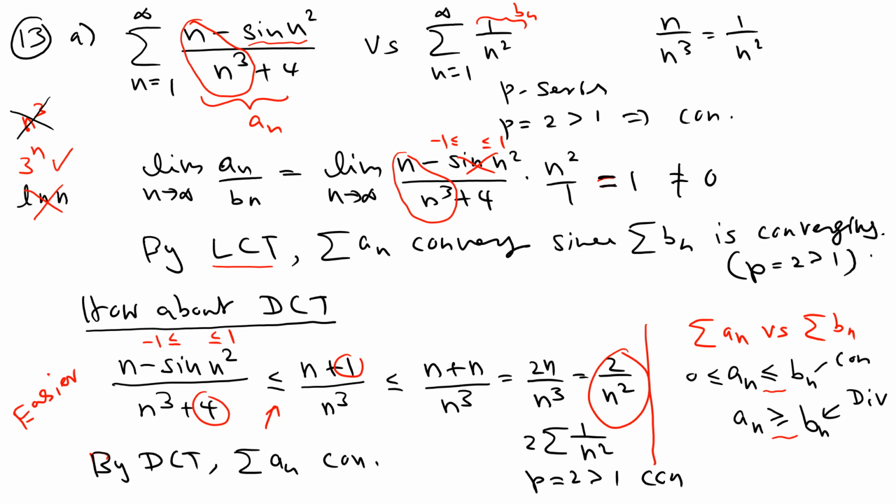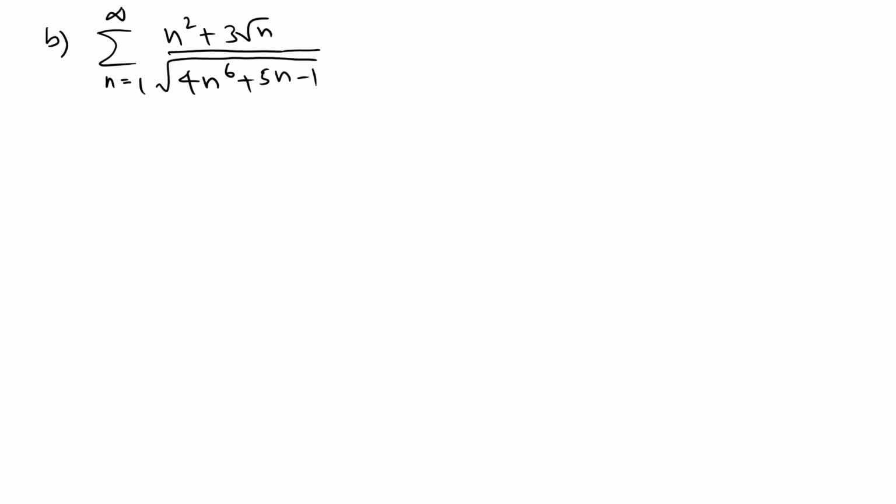Okay, let's go to the next part, part B. So part B says this is the series: n going from 1 to infinity, n squared plus 3 square root n over 4 n to the 6th power plus 5n minus 1, square root. So you can see this is heavily algebraic. Since this is heavily algebraic, we're going to use the limit comparison.